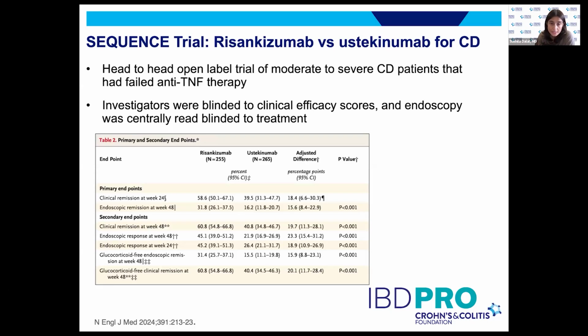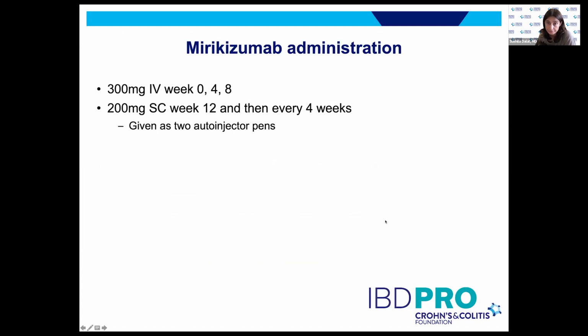And so these are the primary and secondary endpoints. Essentially, the bottom line is that risankizumab won. It met superiority over ustekinumab. Clinical remission at week 24: 58.6% of risankizumab versus 39.5% of ustekinumab. Endoscopic remission at week 48, you see 31.8% with risankizumab, 16% with ustekinumab. And there are the secondary endpoints of clinical remission, endoscopic response, steroid-free remission. But essentially, risankizumab did come out superior.